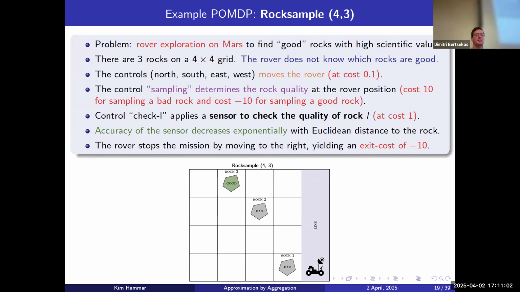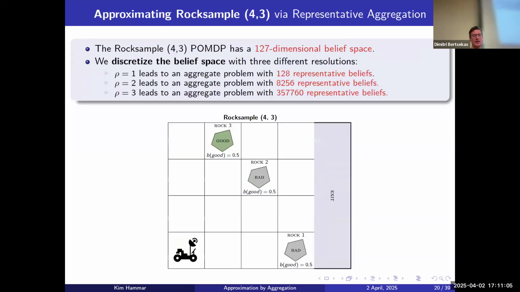So it's a finite POMDP problem, basically. And in the context of our aggregation methodology, this POMDP has 128 states, which means that our belief space is going to have 127 dimensions. And for our experiments now, we will discretize it with 3 different resolutions. With the first resolution, we only have 128 representative beliefs. So that's basically only the corner points of the simplex, where we only have beliefs where the probability of being a certain state is going to be 1. So it's a very, very coarse discretization. And then we're going to increase it to 8,000 and then to around 350,000.